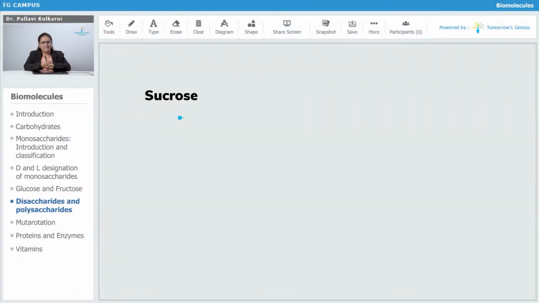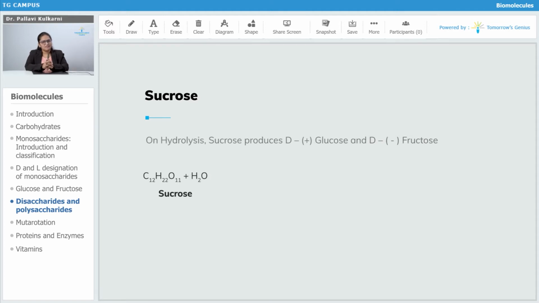Let us discuss in detail about a disaccharide, sucrose. Sucrose is nothing but the cane sugar. As we have discussed, sucrose is the popular example of a non-reducing disaccharide. Let us see some information about the sucrose. On hydrolysis of this disaccharide, sucrose, we get 2 units of glucose and fructose.